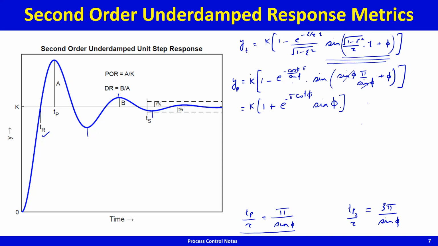And so A by k, which is y peak minus k divided by k. So therefore A by k is going to be e to the power minus pi cot phi times sine phi. Okay, so that's the peak overshoot ratio.